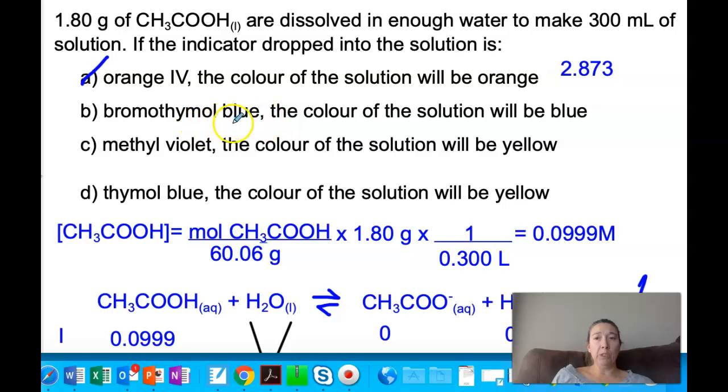Okay, bromothymol blue. The solution is going to be blue. If it's blue, that would be greater than 7.6. This is 2.873, so it is not.